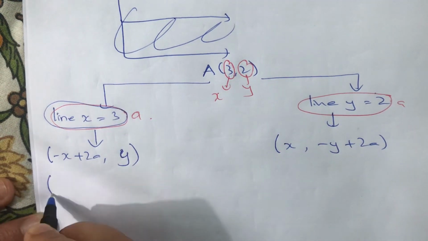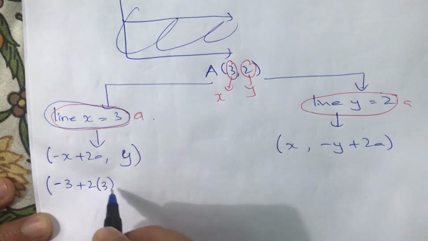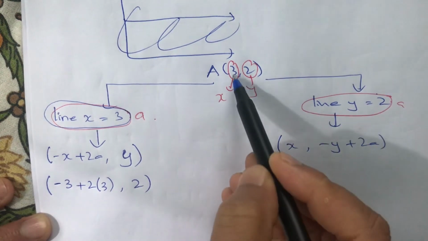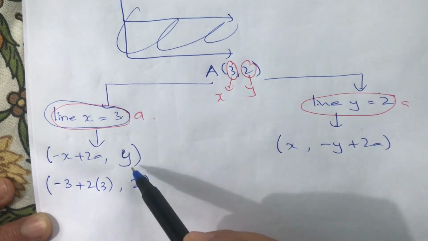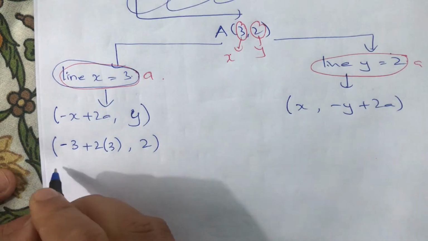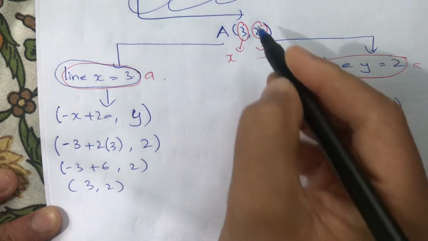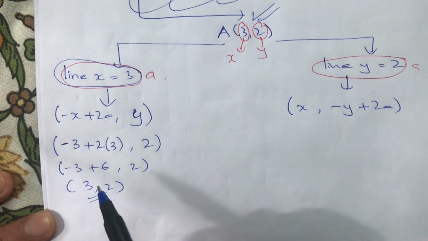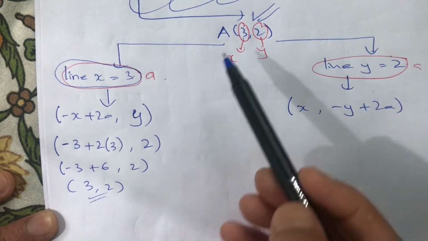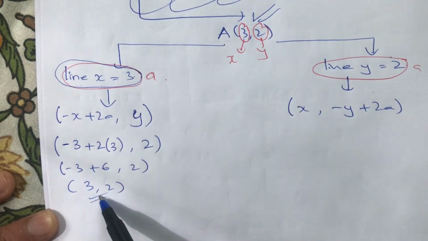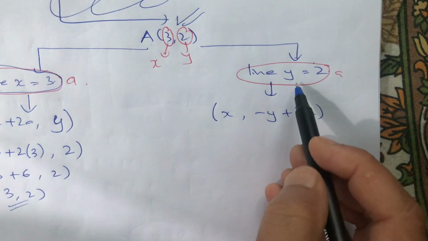It says minus x, and x is 3, so we have minus 3 plus 2a, and what is a over here? 3, comma y, and y is 2. So we get minus 3 plus 6, comma 2, which is 3 comma 2. So it was 3 comma 2, and we are still getting 3 comma 2. That means 3 comma 2 is invariant on the line x equals 3, because when I reflected this point on the line x equals 3, I got the same value, 3 comma 2.